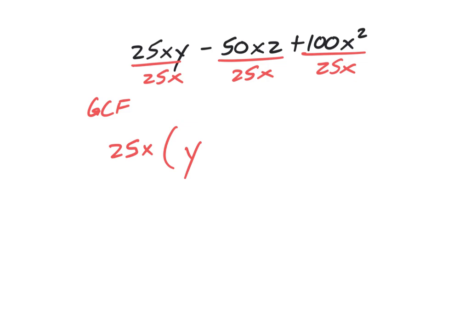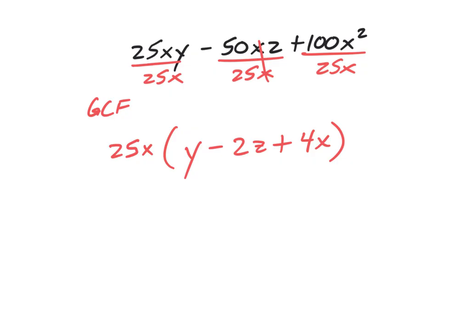Everything else is taken out. Minus sign. 50 divided by 25 is 2. The x's are going to disappear in z. Plus, and then 100 divided by 25 is 4. We had 2 x's, but we took 1 away. So we're left with an x.